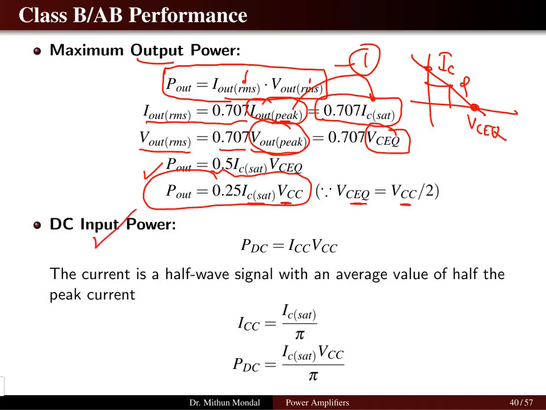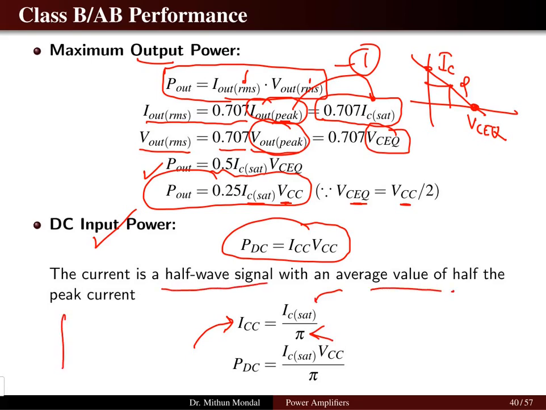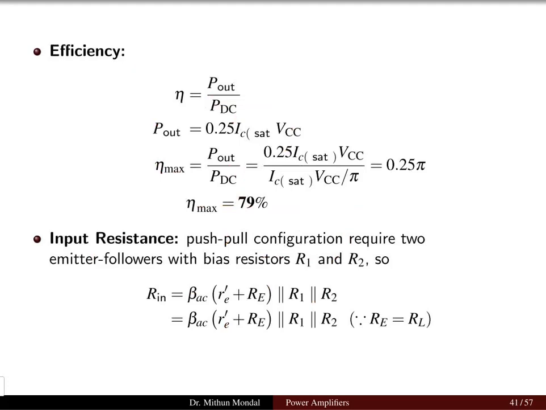DC input power is again the product of the collector current and collector voltage, and the collector current is the saturation current divided by pi, because the current is a half wave signal with an average value of the peak current divided by pi. So you have conduction in only one half, so you are dividing by pi. And the power, which is equal to the product of current and voltage, is also divided by pi. This is for the DC input power.